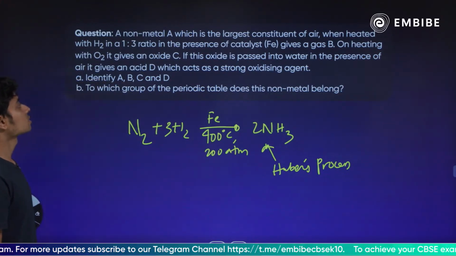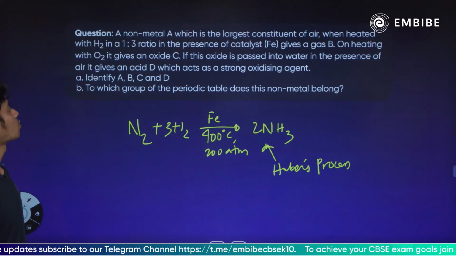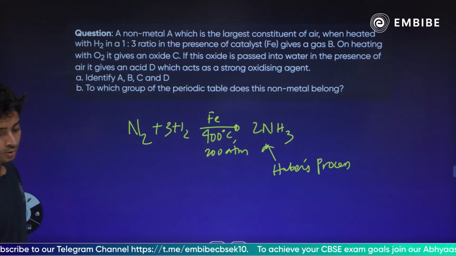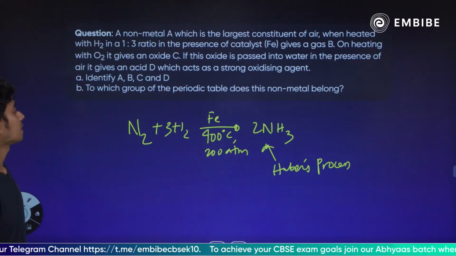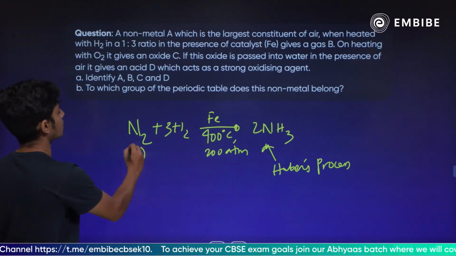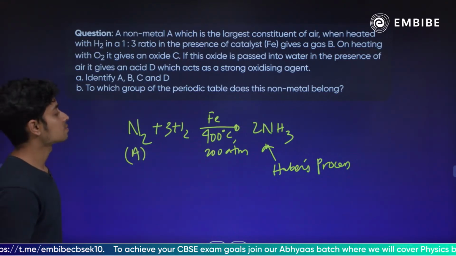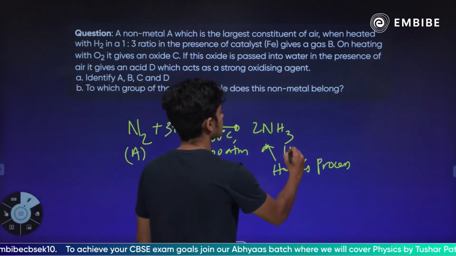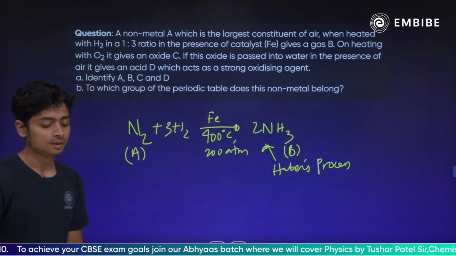Next, on heating with O2, it gives an oxide C. So this is my non-metal A, nitrogen, and it gives a gas B. So ammonia is my gas B. So I've got A and B both.